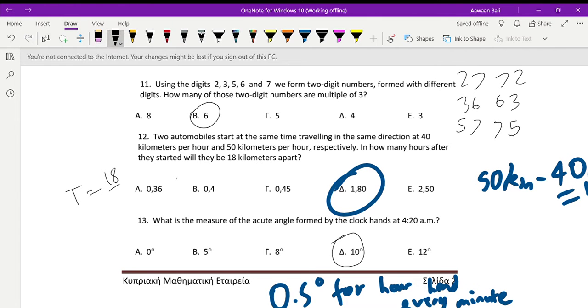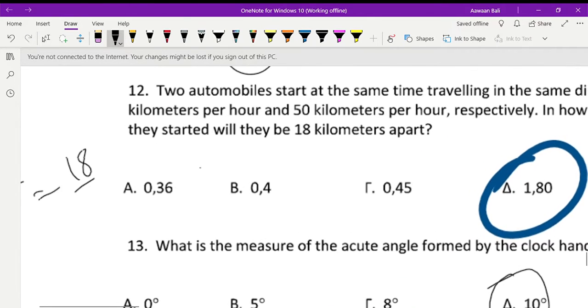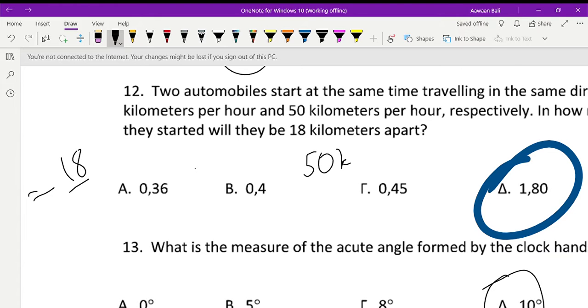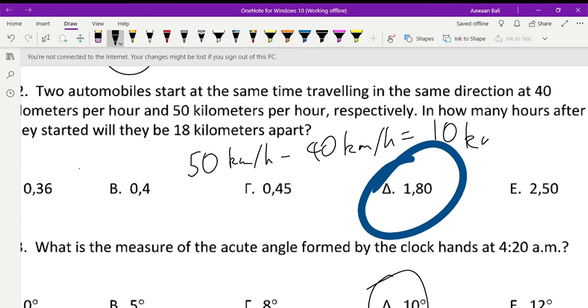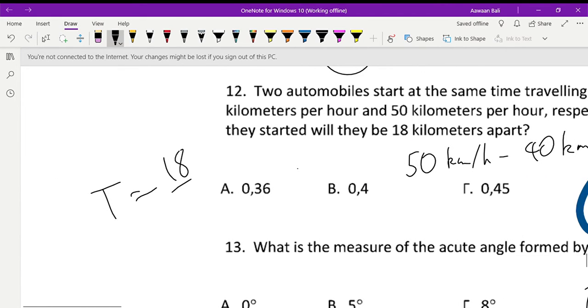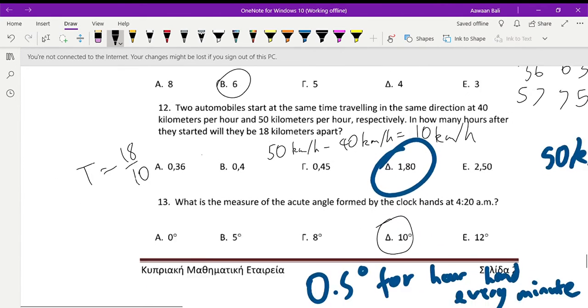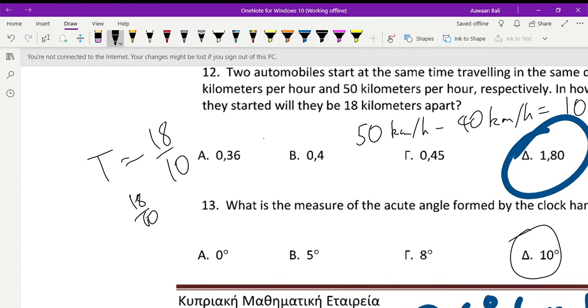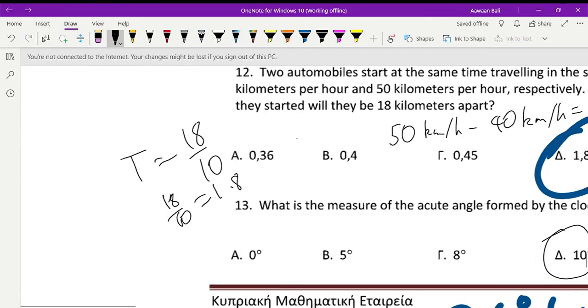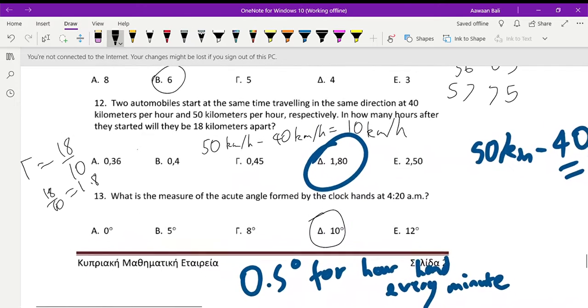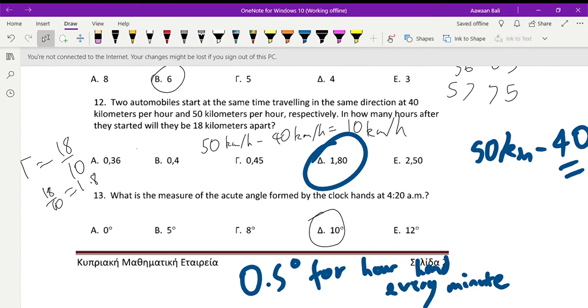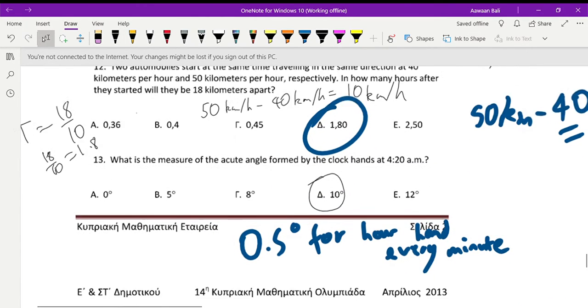Here, these two are going in the same direction, so 50 kilometers per hour minus 40 kilometers per hour is 10 kilometers per hour. That's the speed. Now we put that here as the speed, so 18 divided by 10, and that's 1.8. And this was all in hours, so therefore the answer is delta, 1.8 hours. Easy, right?